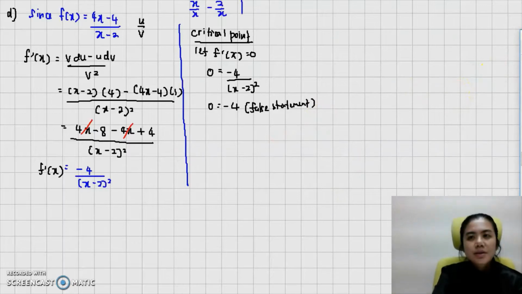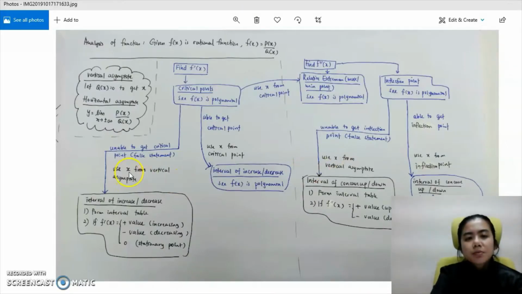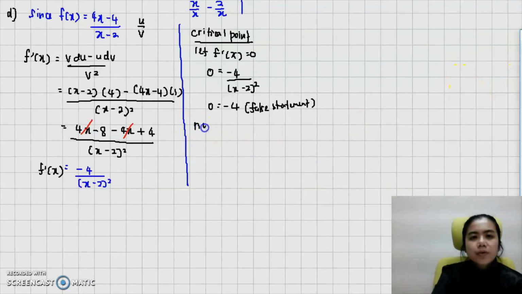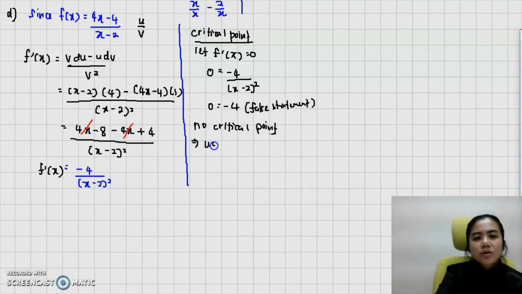If you have a false statement, it means that you are unable to get the critical point, so you have to use the x from the vertical asymptote to build the table. So you are not in here, but you are in here. So we have no critical point. And if you have no critical point, instead you need to use the vertical asymptote.